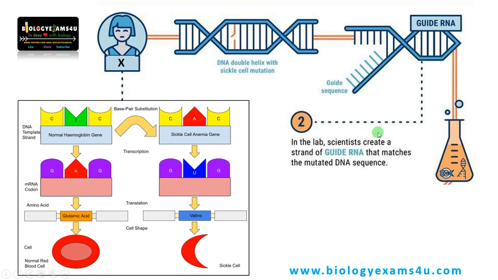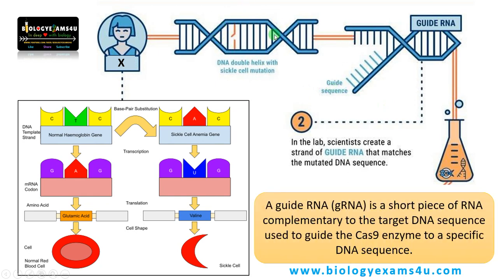So the first step is we'll be making a guide RNA. Scientists create a guide RNA that matches this target sequence. A guide RNA is a short piece of RNA that is complementary to the target DNA sequence. It is called guide RNA as it guides the Cas9 enzyme to the specific DNA sequence for cleavage, or to make that specific cut. So if the sequence is known, scientists can prepare a guide RNA that can specifically target a specific DNA sequence or complementary DNA sequence.